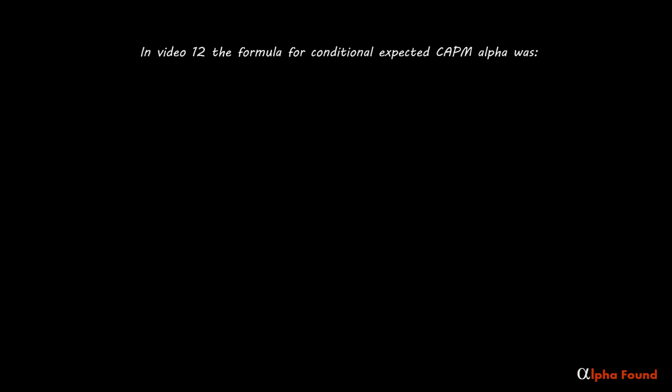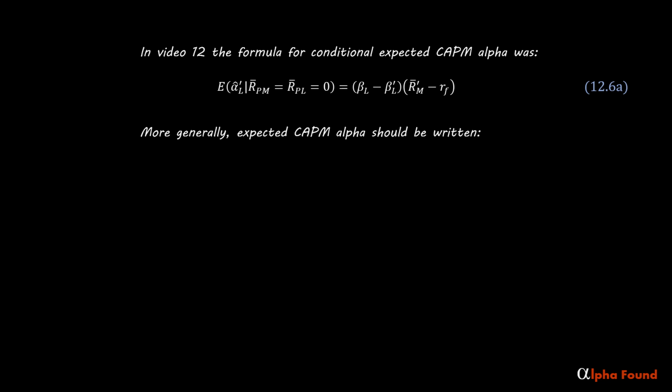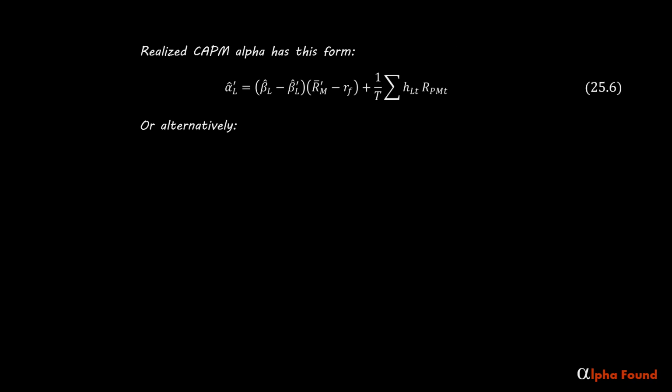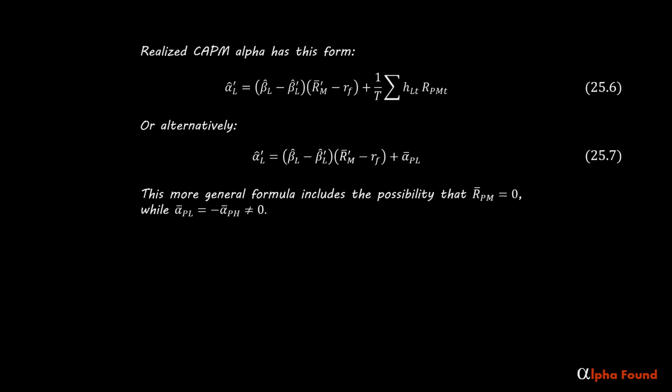In video 12, the formula for conditional expected CAPM alpha was: more generally, expected CAPM alpha should be written like this. Realized CAPM alpha has this form. Or alternatively, this more general formula includes the possibility that the average perturbation is 0, while the average low perturbation alpha equals minus the average high perturbation alpha, which is not 0.